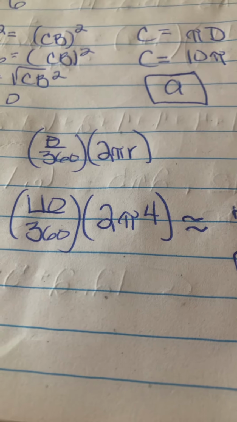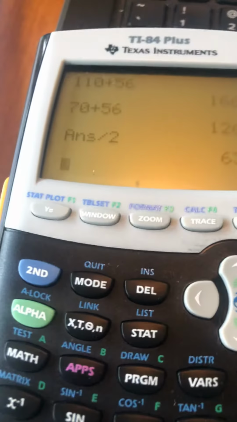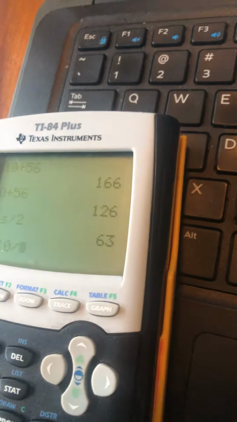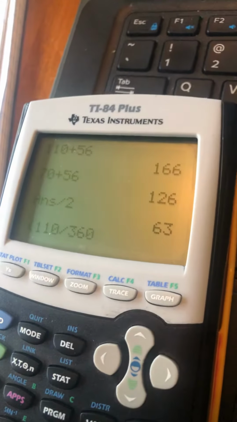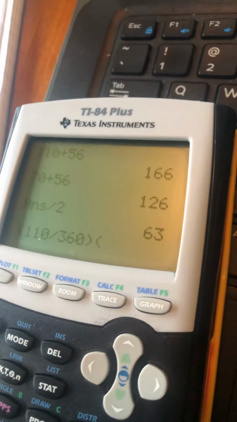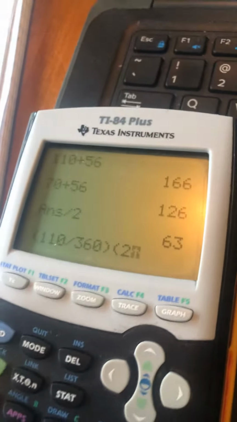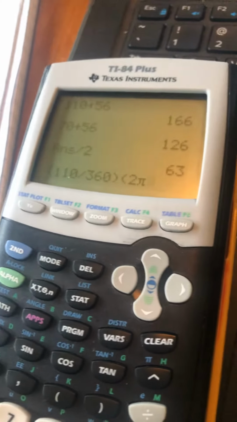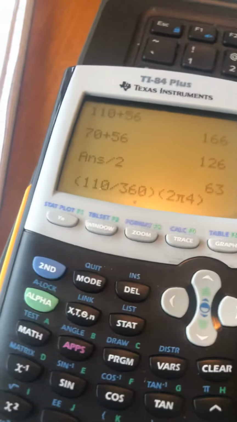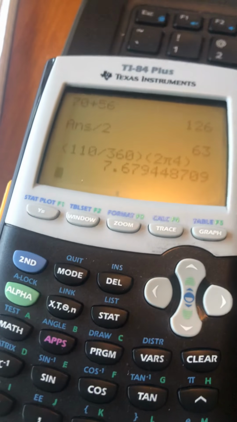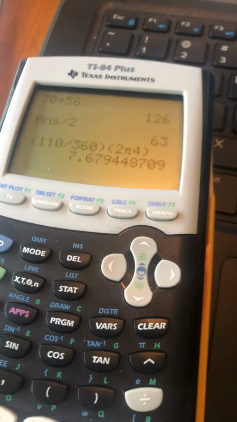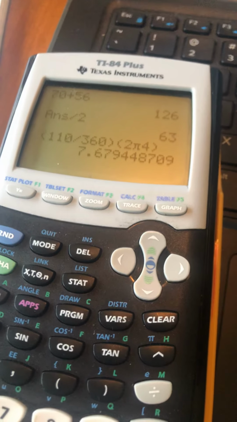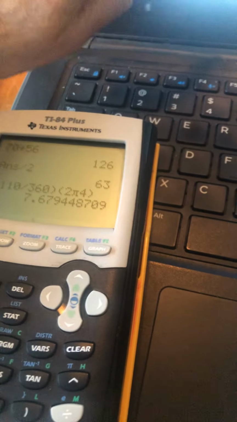And then I just put all that into my calculator. So basically the way I put this into the calculator is just like this. I just put in parentheses 110 divided by 360, and then another parenthesis, 2 second pi, and then 4. And then, as you can see, this is how I put it in, and then hit enter, and I get my answer, which is 7.68, which would give your answer at letter B.